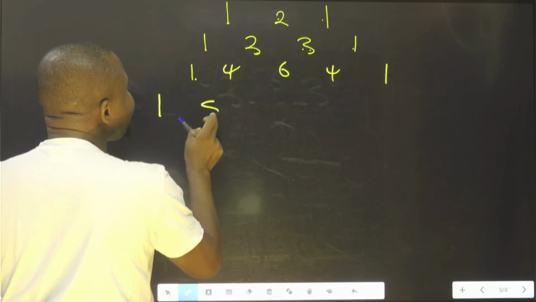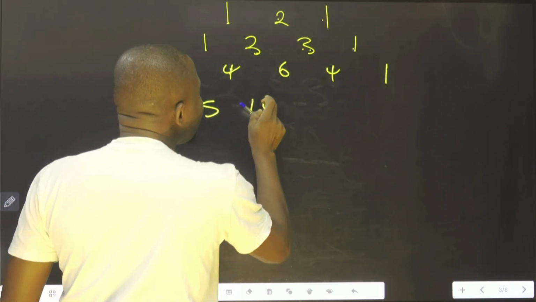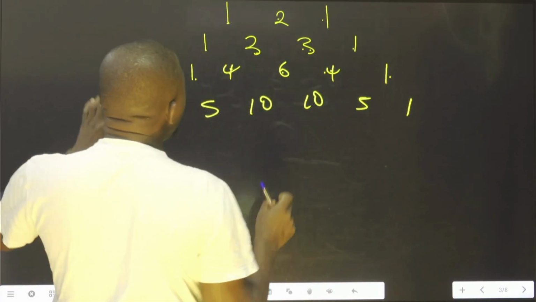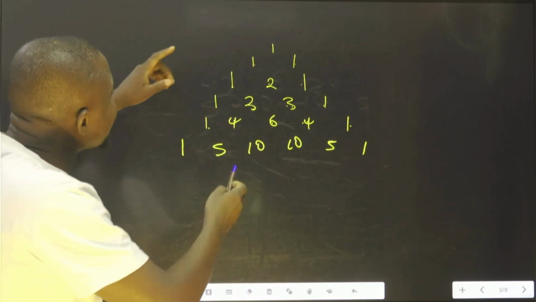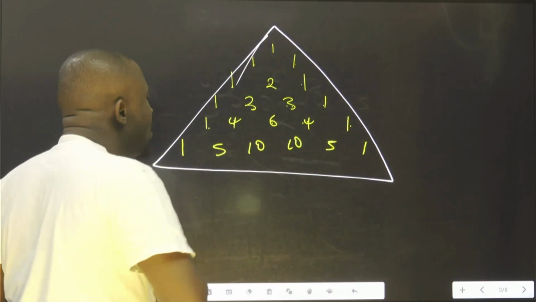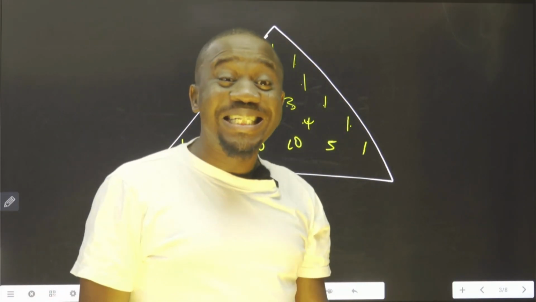This plus this is 5. This plus this is 10. This plus this is 10. This plus this is 5. Then 1. You can continue this process. As you can see, it's now a triangle. That's why we call it the Pascal triangle.